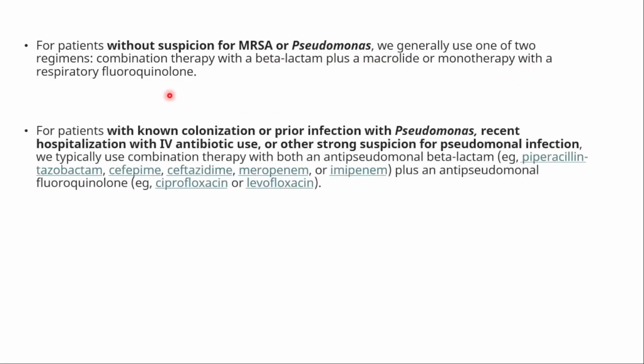For patients with known colonization or prior infection with Pseudomonas, recent hospitalization with IV antibiotic use, or strong suspicion for Pseudomonal infection, we typically use combination therapy with an anti-Pseudomonal beta-lactam. Here you can see examples of that, plus an anti-Pseudomonal fluoroquinolone like ciprofloxacin or levofloxacin.